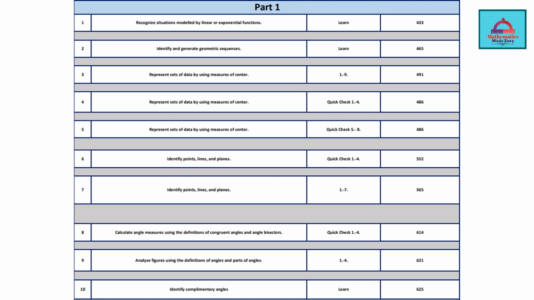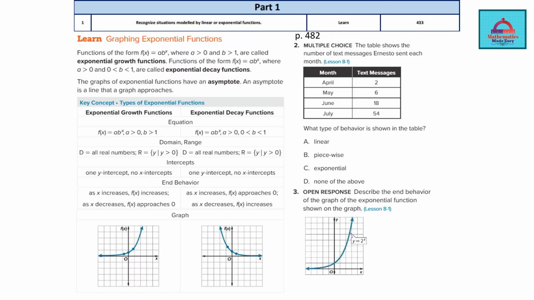So these are the 10 questions of part 1 multiple choice questions from your book. Some are concepts, the learning objective is mentioned and the page number is mentioned. So we are going to be covering them one by one in today's video. Let's get started. The first concept is of graphing exponential functions.